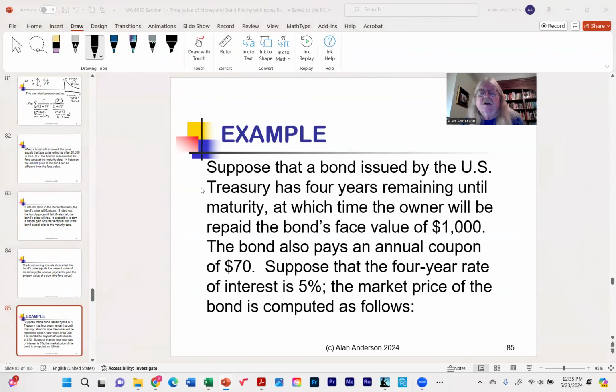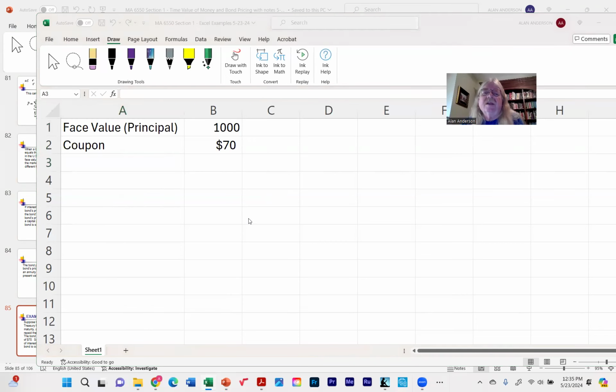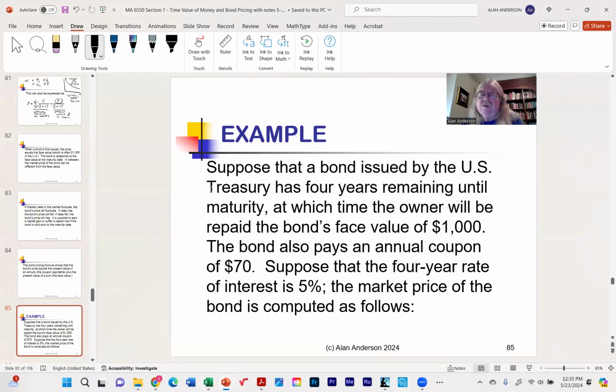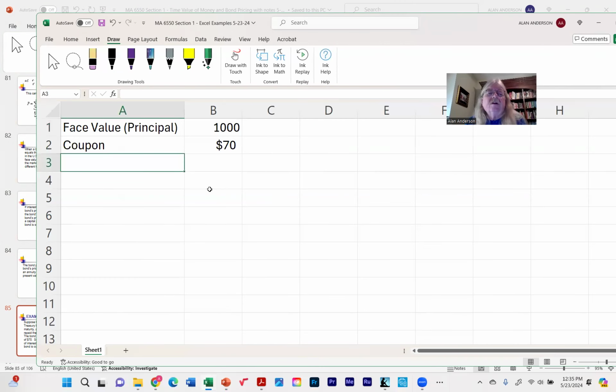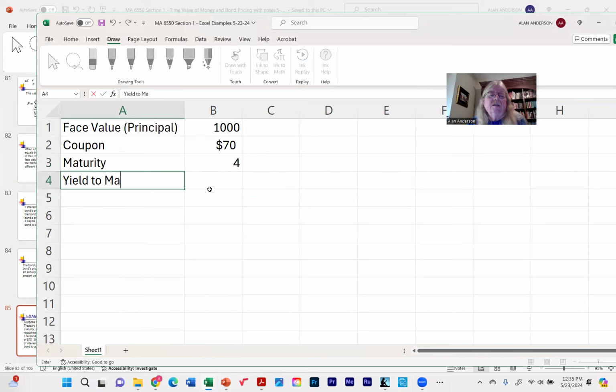Now, it's the coupon, which, by the way, is being paid on an annual basis. We'll see later on that in the United States, at least, most of the time, coupons are paid on a semi-annual basis, and that will affect our results. But for now, we'll stick with a simple case. So we have a 4-year maturity. And we're being told that the rate of interest, or in this case, we call it the yield to maturity, is 5%. So we want to know the bond's price.